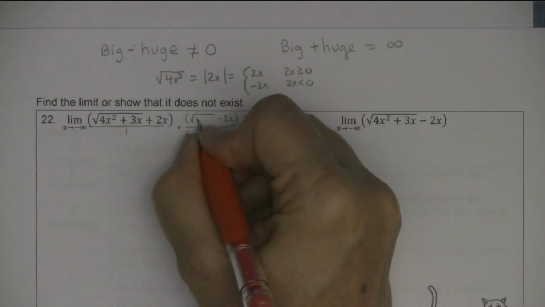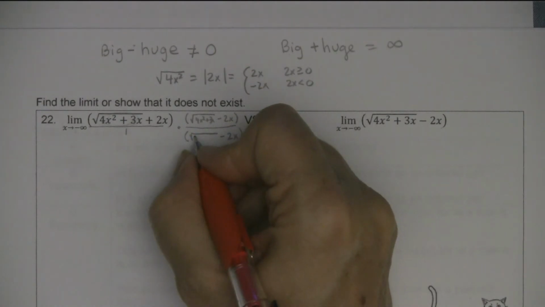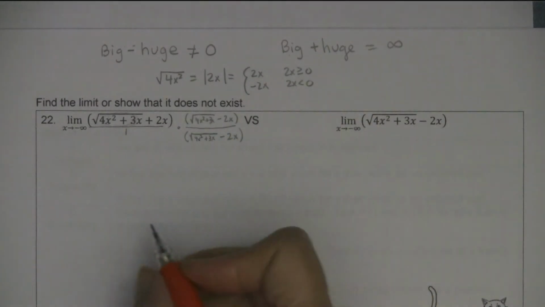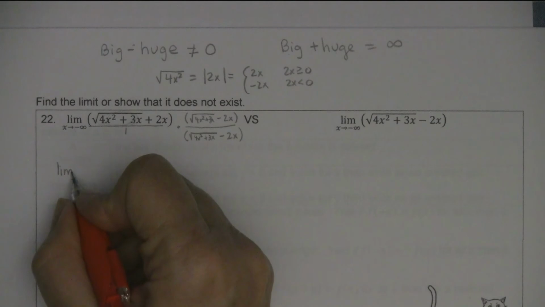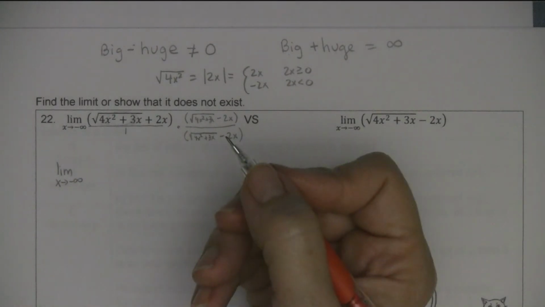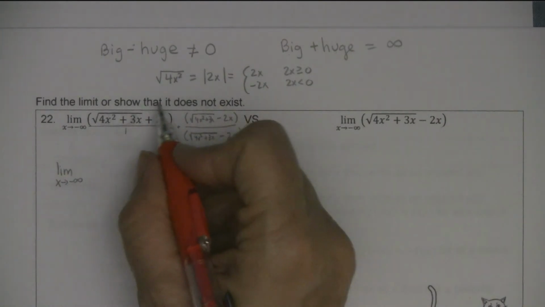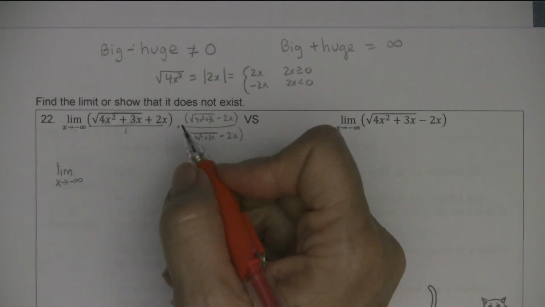So this was 4x squared plus 3x, and under there, 4x squared plus 3x. So when you multiply this by the conjugate, you get the limit as x goes to negative infinity. I think this is the problem that wasn't really in the book, number 22. When you multiply by the conjugate, it's so that the outer and the inner will cancel.